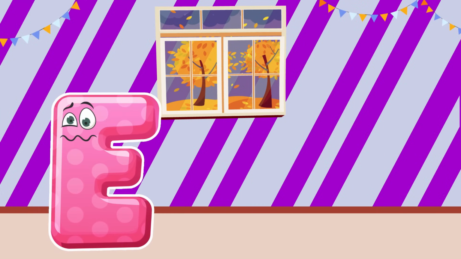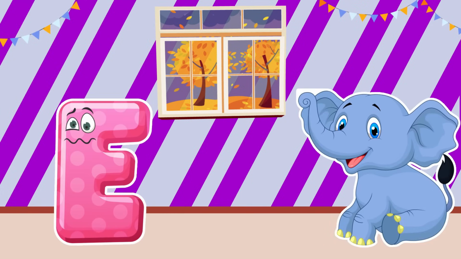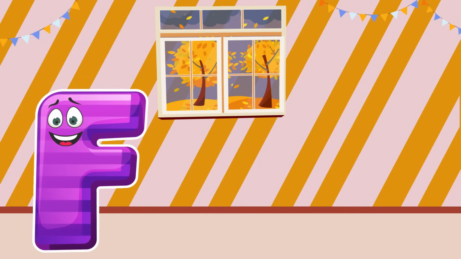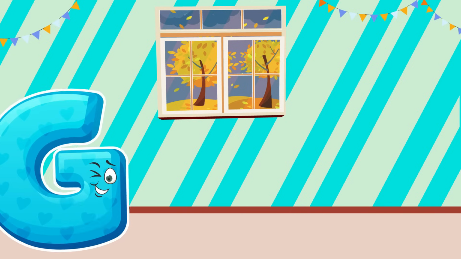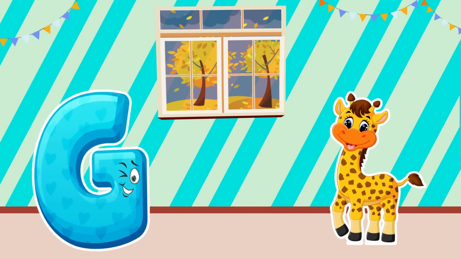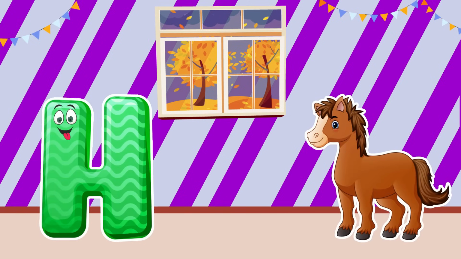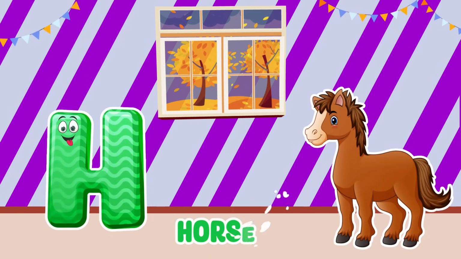E is for elephant. Elephant. F is for fox. Fox. G is for giraffe. Giraffe. H is for horse. Horse.